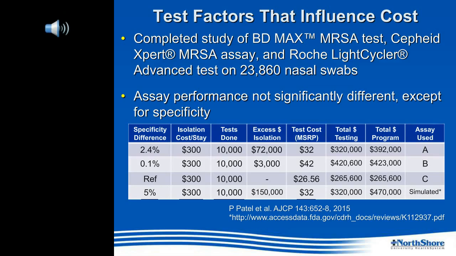And you can see from this that even if you have a test that is less expensive, so the bottom test, $10 less expensive than the second test, if you have only a 5% specificity difference, it makes your overall cost of testing more expensive. So we have to pay attention not only to the manufacturer's suggested retail price or our test cost, but we also have to pay attention to the specificity, which drives excess isolation costs, and those can be very expensive.